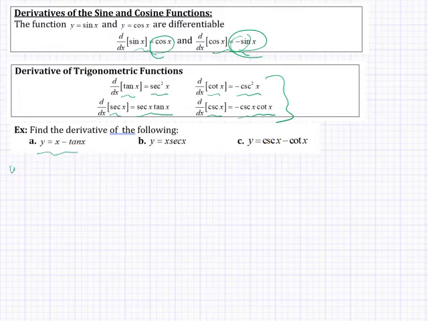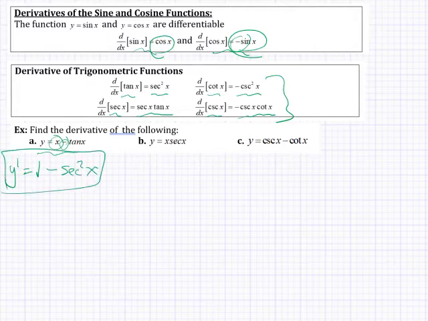So let's look at this first one and look at what y prime equals. Since these are subtracted, we could do the sum and difference rule. Derivative of x is 1. The derivative of tan is secant squared. And that was a very simple derivative.